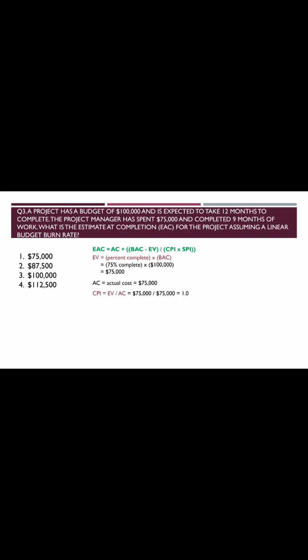So to calculate cost performance index, it's earned value divided by actual cost. So it's coming as 1. Now to calculate schedule performance index, it's earned value divided by planned value.